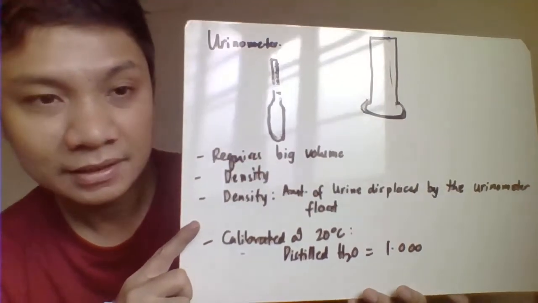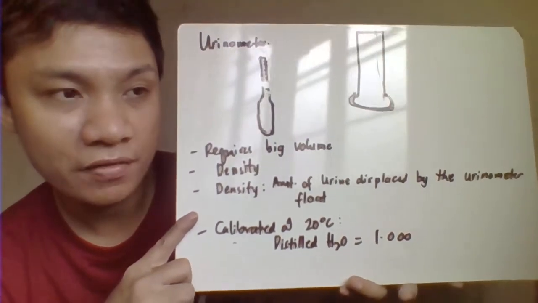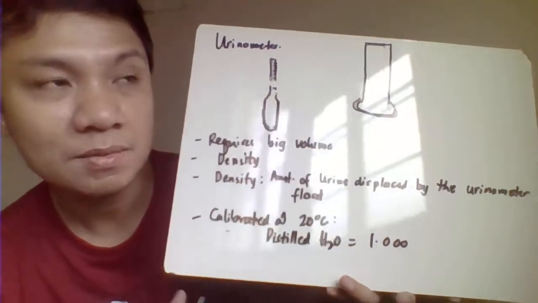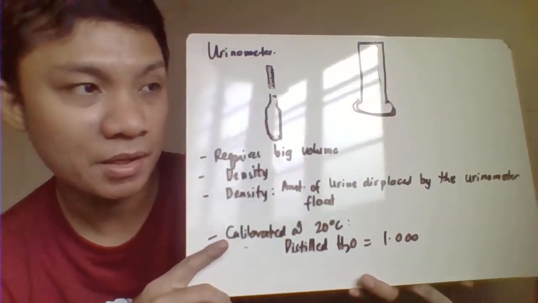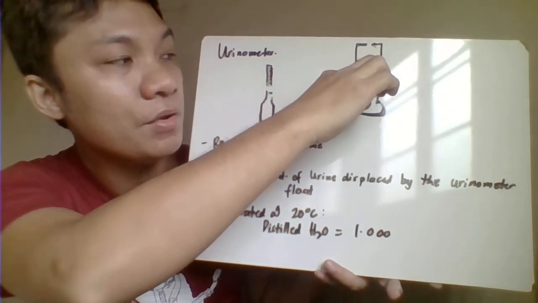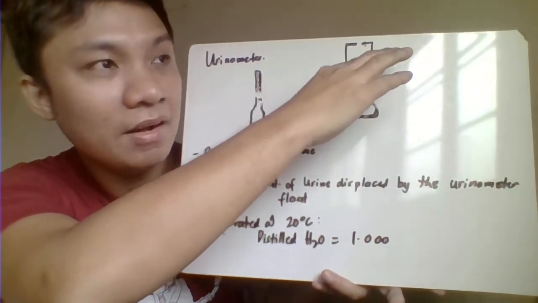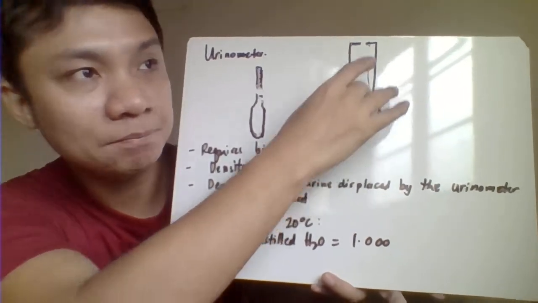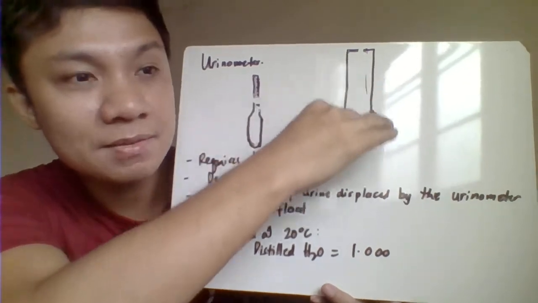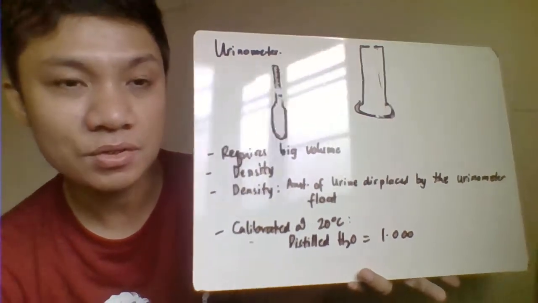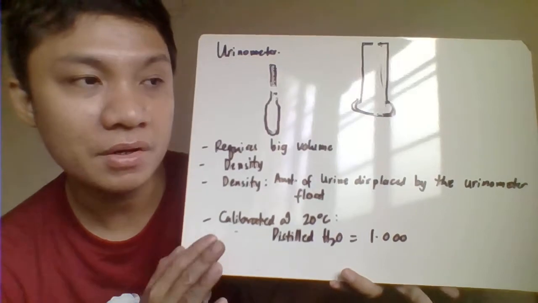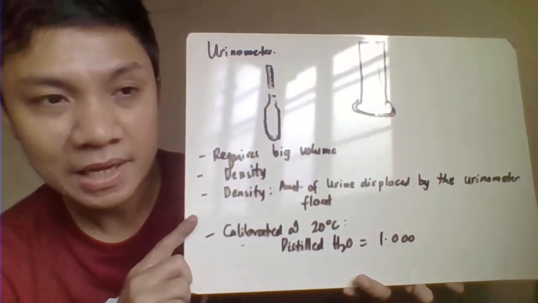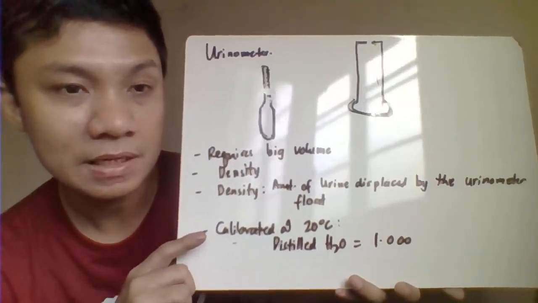Okay, so the density here is measured by the volume of your urine that has been displaced by your urinometer. Because when you lower this, the urine rises. So depending on how much solute is dissolved here, the more urine it displaces. That's why you measure the density in terms of the volume of the urine being displaced by your urinometer float. So we calibrate your urinometer here with distilled water.